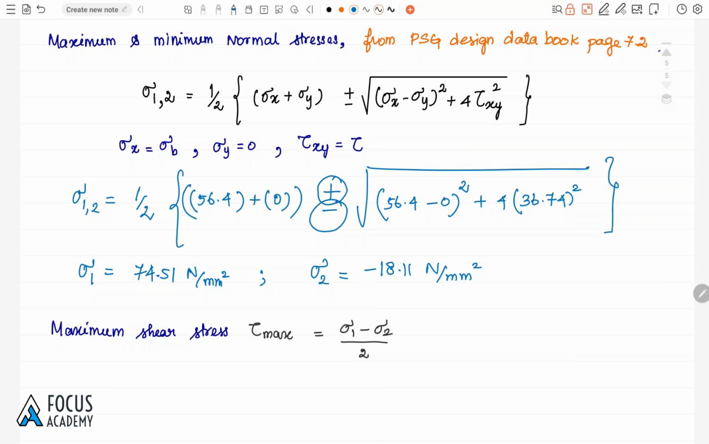So from the normal stress formula, we substitute plus for the maximum and minus for the minimum value. Sigma maximum is 74.51, and sigma minimum is minus 18.11. To calculate the maximum shear stress value, it is sigma 1 minus sigma 2 divided by 2. So sigma 1 is 74.51 minus sigma 2 value minus 18.11, divided by 2. By calculating that, the value will be 46.3 Newton per mm square. That's it. So this is how we can calculate the principal stress value for the given loading condition. Thank you.